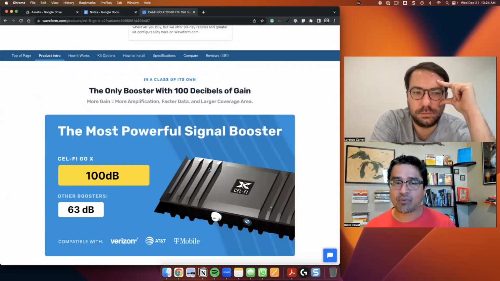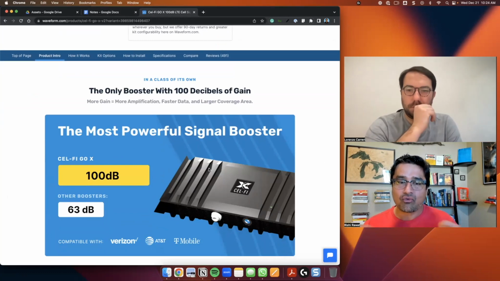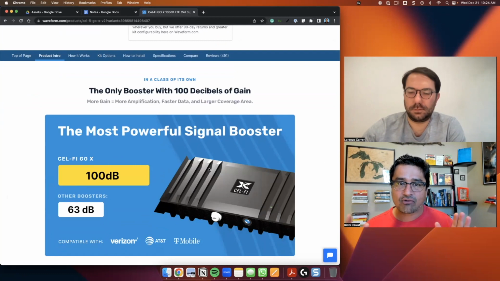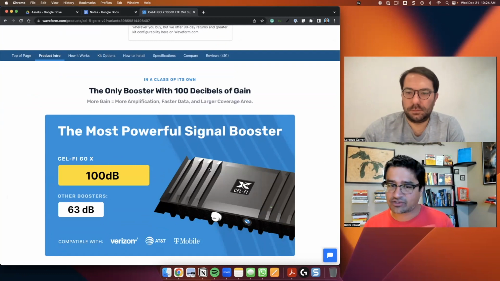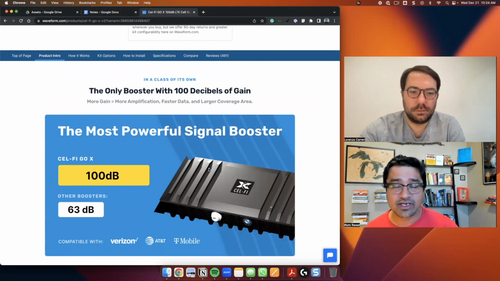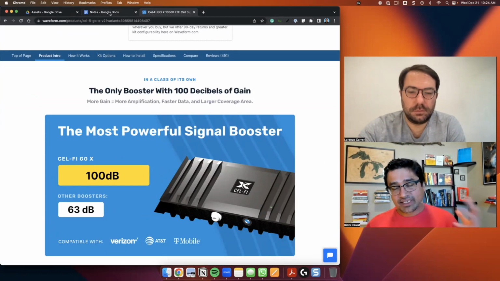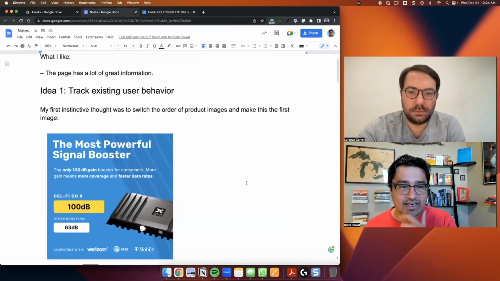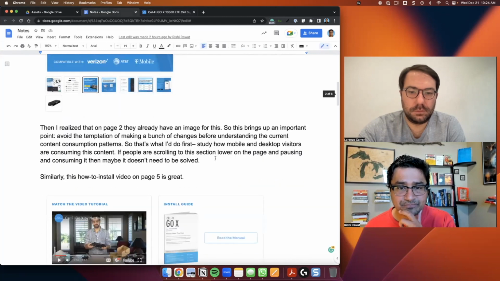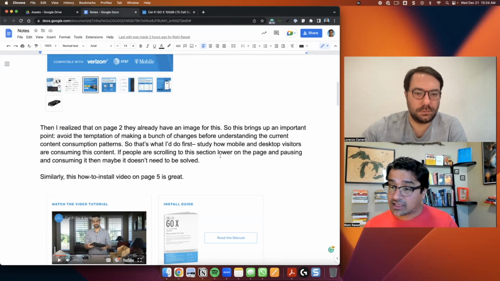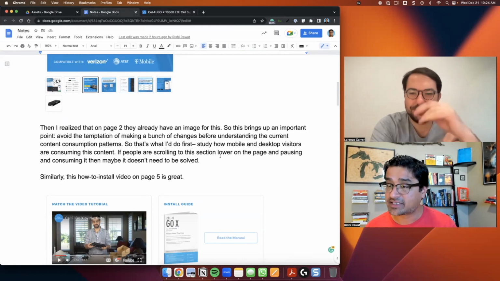And this is a really important detail. Don't get so tied up in your idea that you're now blind to other opportunities because you're like, well, I already spent 15 minutes exploring something. That can actually lead to a really bad outcome. But this gave me a really important insight. My insight is that we need to avoid the temptation of making a bunch of changes, and we need to actually understand the current consumption pattern on the page itself.